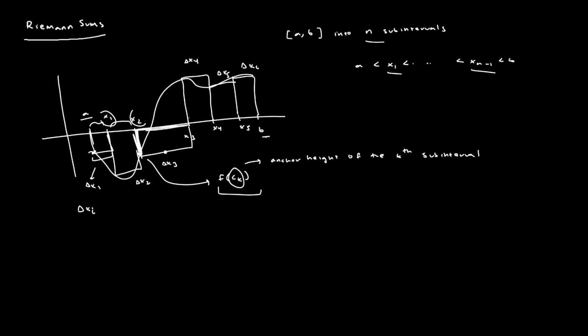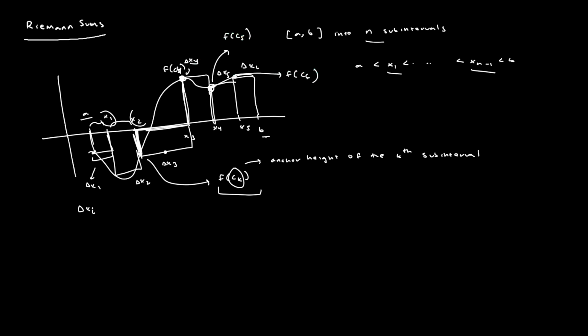Just for the sake of my example here, I've used all the f of ck's to be the leftmost point on each subinterval. So this is f of c3 right here, this value, and then this is, sorry, f of c4 because this is the fourth interval. This is f of c5, and then finally, just for clarity, that is f of c6.